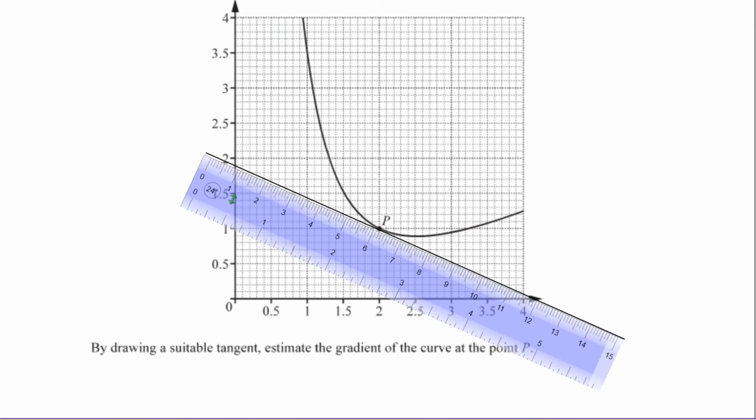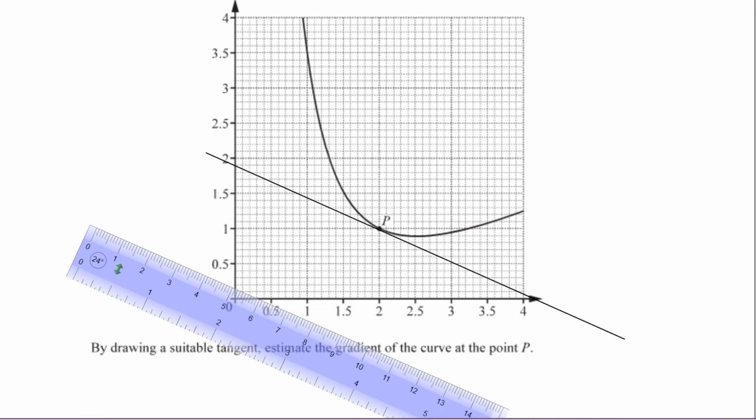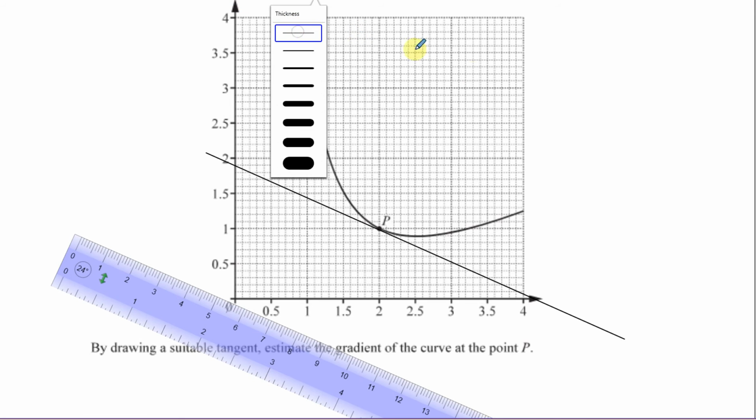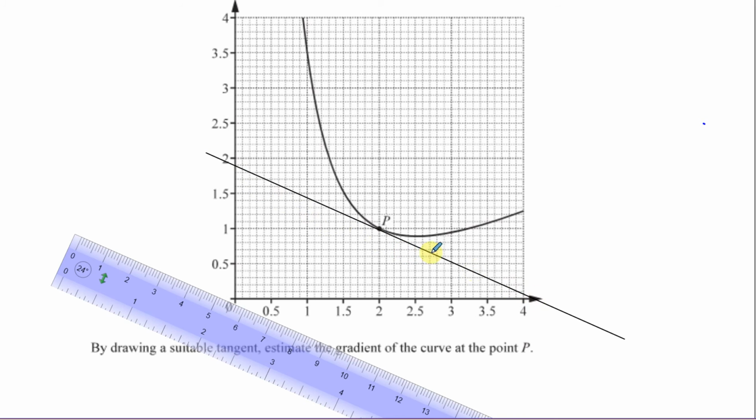Okay, so that is a pretty decent tangent, and what we can do is choose 2 points on this line and find the gradient of this line. The gradient of this line will be the gradient of the curve at this point. You see, the gradient of the curve changes constantly, and we're trying to find the gradient at the point P where x equals 2. So we make it a tangent at that point, and we choose 2 points on the line. Everyone's points won't be the same. Everyone's tangent won't be the same. It's very difficult to do this perfectly, but you just do your best.